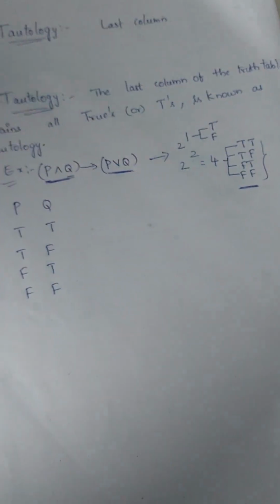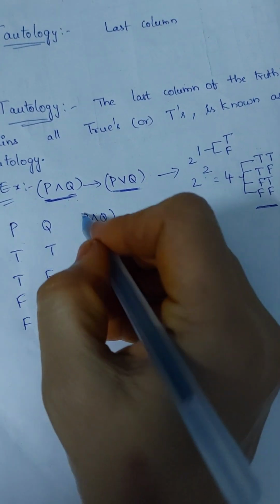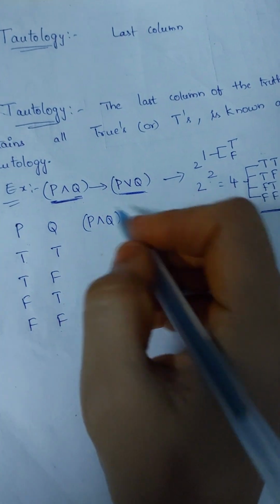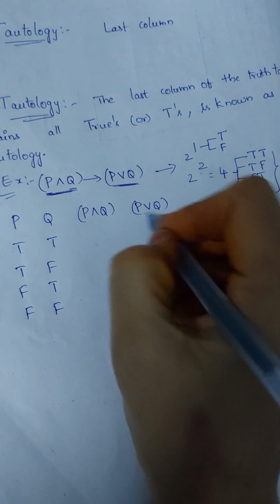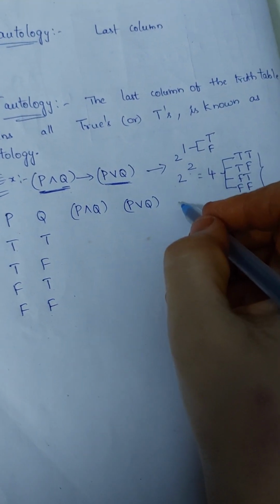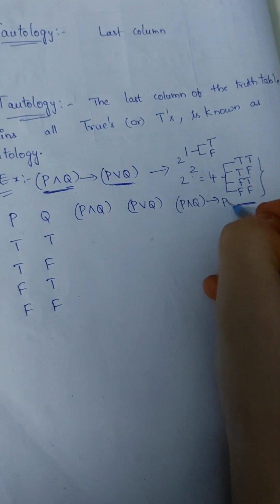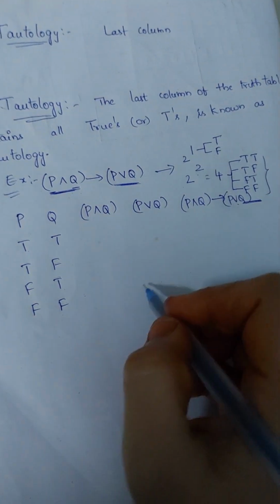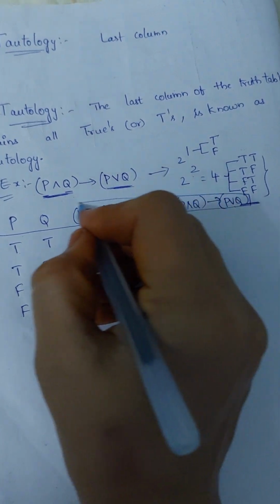First we need to calculate P and Q. What is meant by and? All these are connectives. Thereafter we have to calculate P or Q, and finally we need to produce (P and Q) implies (P or Q). So we need to find out the truth table like this.